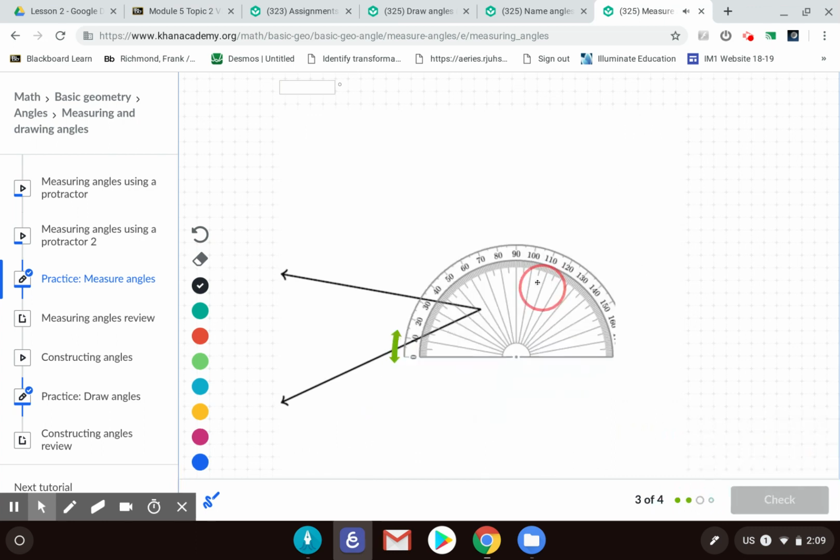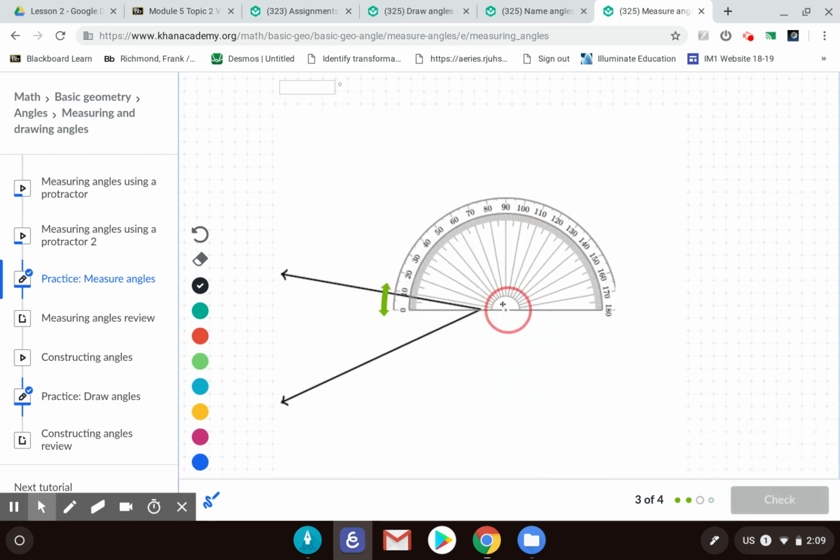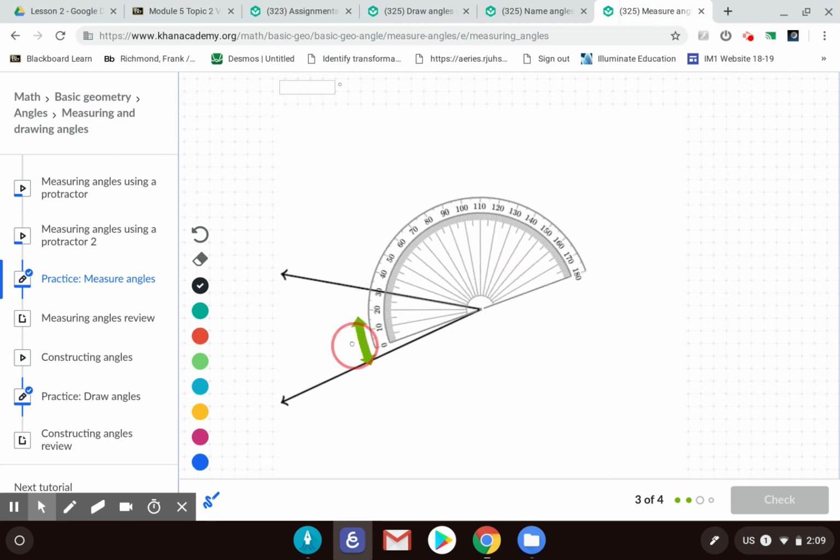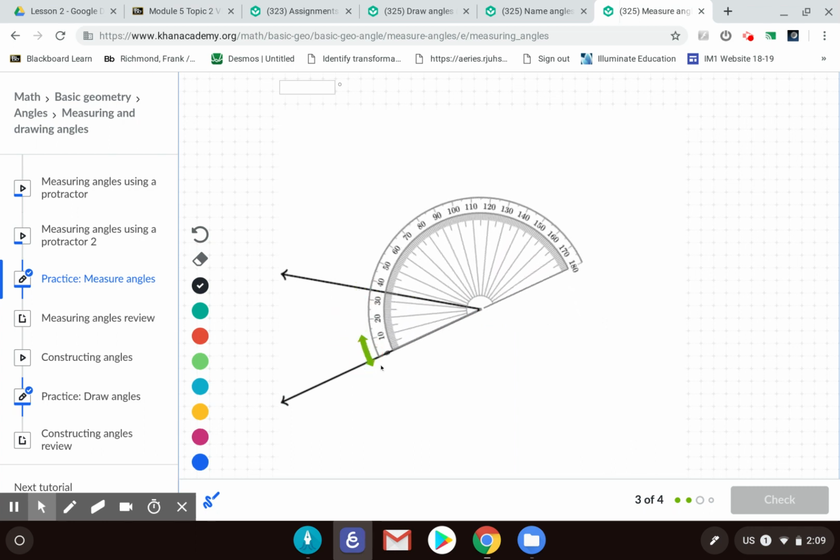And we'll do one more example. So let's place this protractor on the vertex of the angle, and then we're going to line up the side that has the 0 with one side of the angle. The other one, we can see it goes through 35. So this angle is 35 degrees.